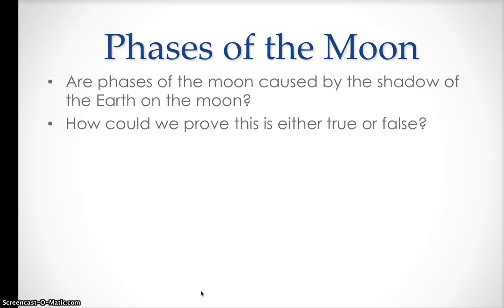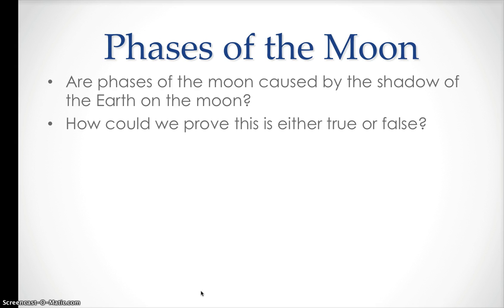So, phases of the moon. When we first learn about the phases of the moon, or when we're first thinking about it, our instinct is that the phases of the moon might be caused by the shadow of the Earth on the moon. That is, the sun is shining towards us, and if we are between the moon and the sun, maybe we cause a shadow on the moon, and that's why it goes through its phases.